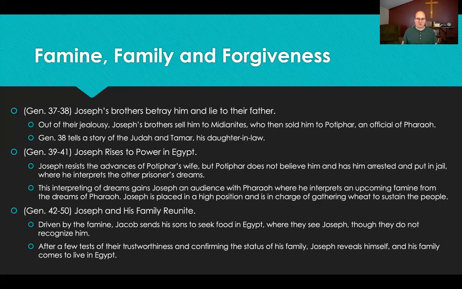And so, out of their jealousy, they trap Joseph in a pit, but they come up with a further plan to sell him to the Midianites. They sell him off so that they can be rid of him and have him out of their lives. So they sell him to the Midianites, who then sell Joseph to a man named Potiphar, one of Pharaoh's officials.